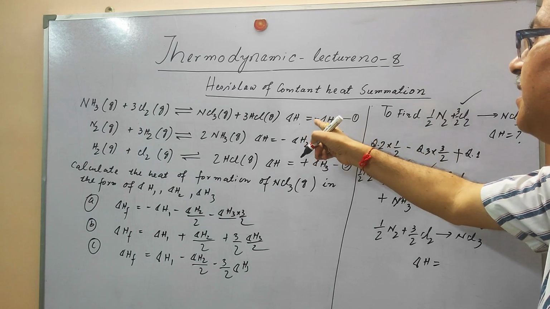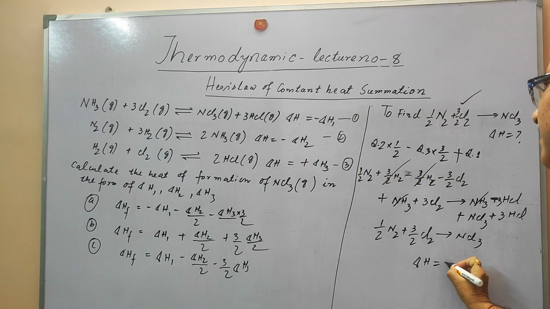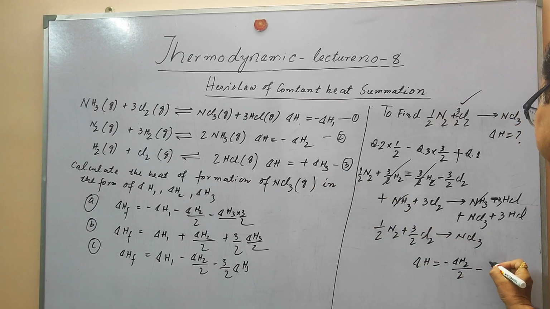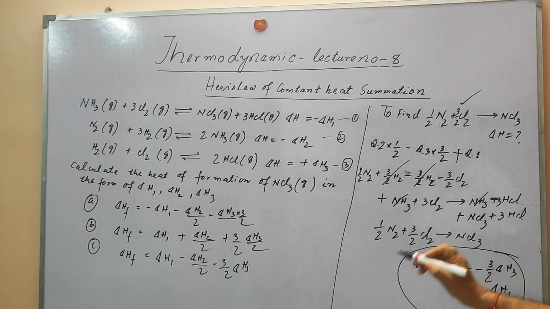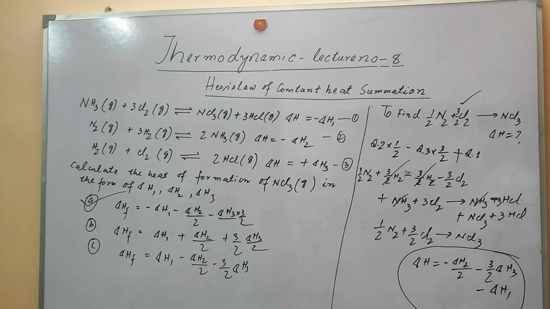accordingly you have to multiply by the factors: minus delta H2 by 2, then plus 3 by 2 delta H3, and plus delta H1. So this will be the heat of reaction.